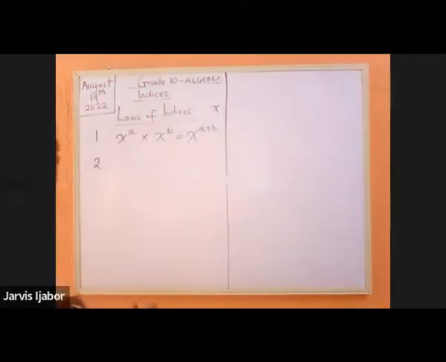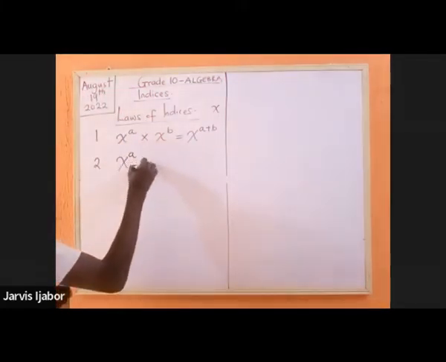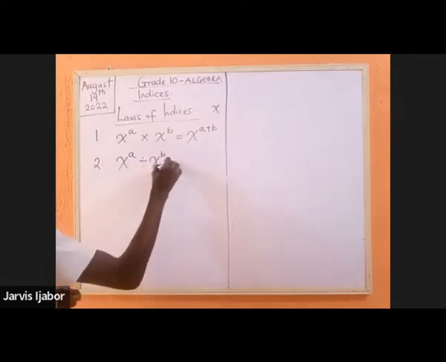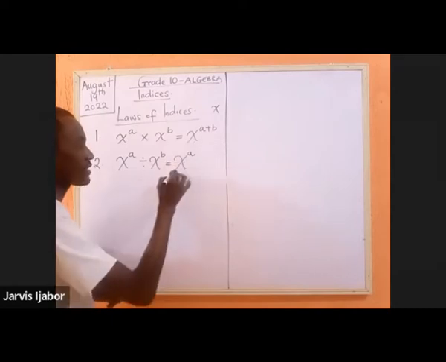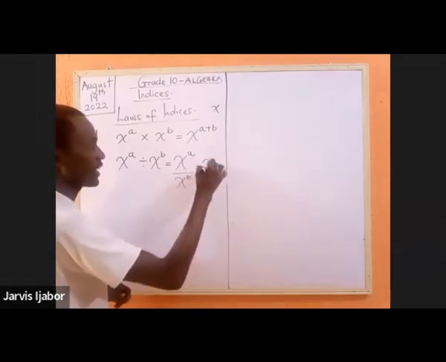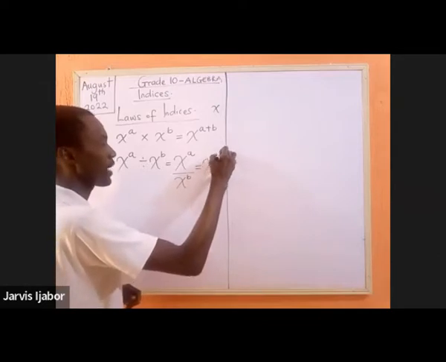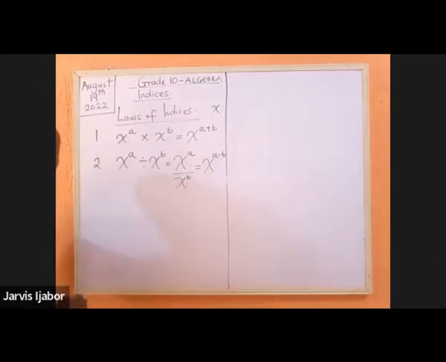Now, if you have x to the power of A divided by x to the power of B, I usually encourage my students to always write it in this manner. Write it as a fraction. This will mean that x will be raised to the power of A minus B. It means subtract them, the first minus the second.